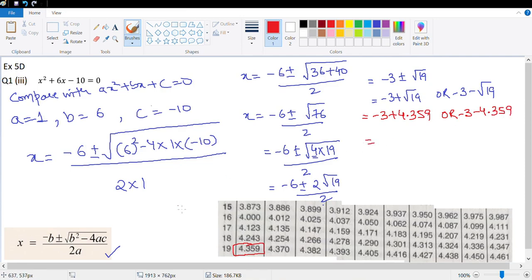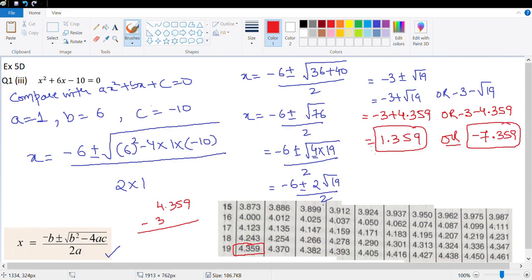So the answer would be 4.359 minus 3, which is 1.359, or that would be negative 7.359. So this is the value of x. We've got two values of x. I hope you remember, if the quadratic equation has power of 2, you will have two solutions.